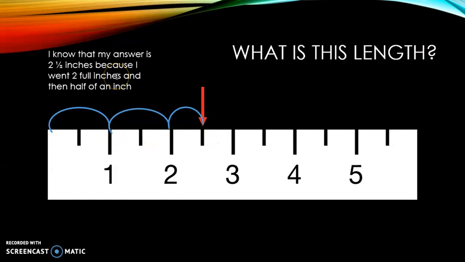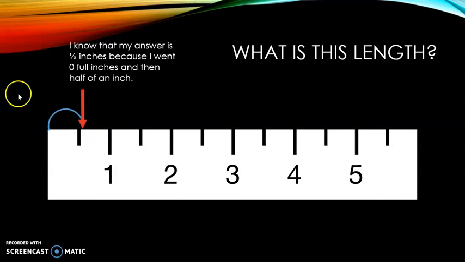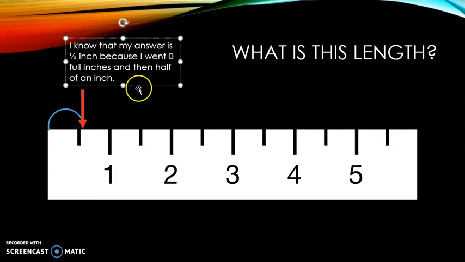I know my answer is 2 and a half inches because I went 2 full inches and then a half inch. Let's try it again. This one looks a little different. It looks like I don't even have enough to go a full whole. So what I'm going to do is a full whole. If I go from 0 to 1, I've already gone past it. So that means I've only gone 1 half. I know that my answer is half an inch, because I went 0 full inches and then half of an inch. So this is just half of an inch.